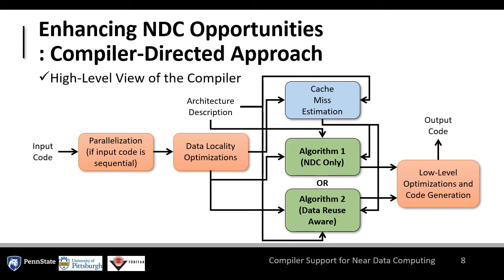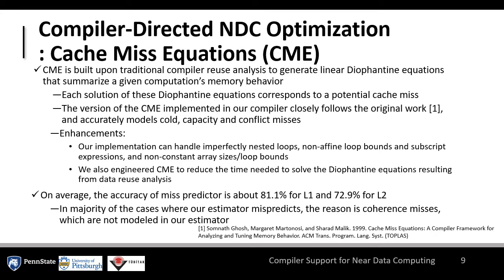Now, the important point here is that these two algorithms differ from one another in that the first one performs only NDC. In other words, it does not consider data locality. Whenever it gets an opportunity to perform a near data computation in a particular hardware component, it does that, it takes advantage of that. Whereas the second one is more selective in performing near data computation. It trades off near data computation opportunity with data locality optimization. And first, let me talk about our cache miss estimation.